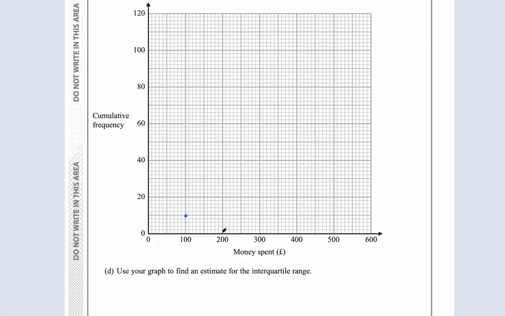Next one is 200, 46. So these are going up in 2s, so that's 46 there. And then I have 300, 80. Then I have 400, 100, 500, 115. So 115 would be here, right in between these two. And then 600, 120, that's at the end there.